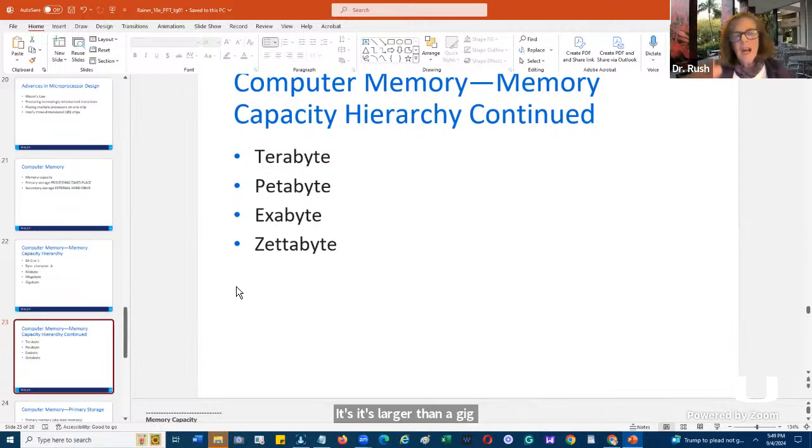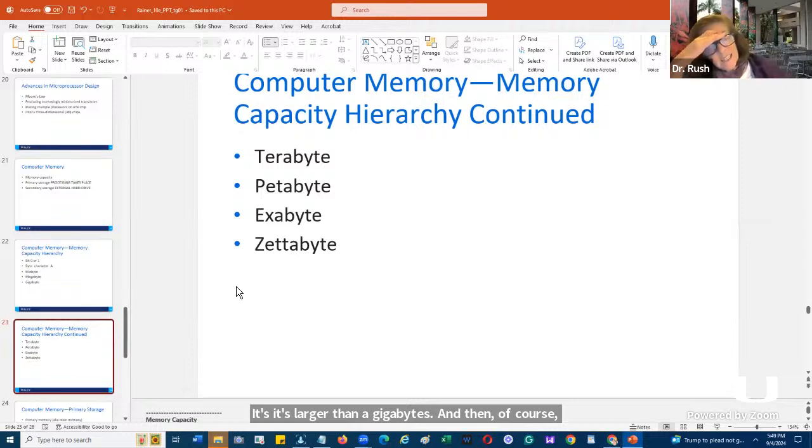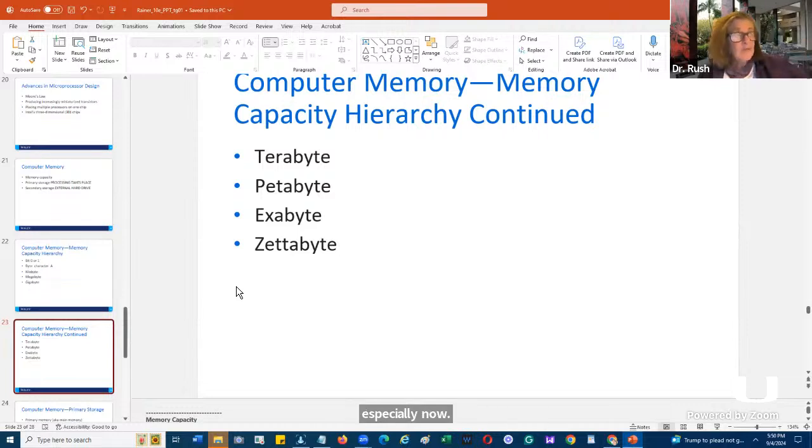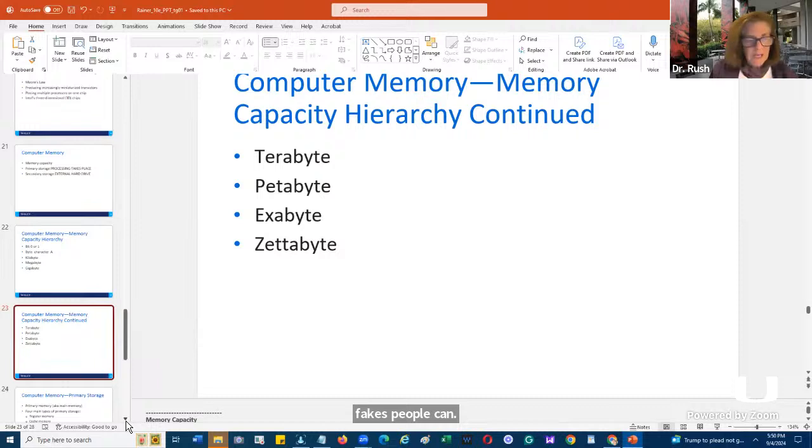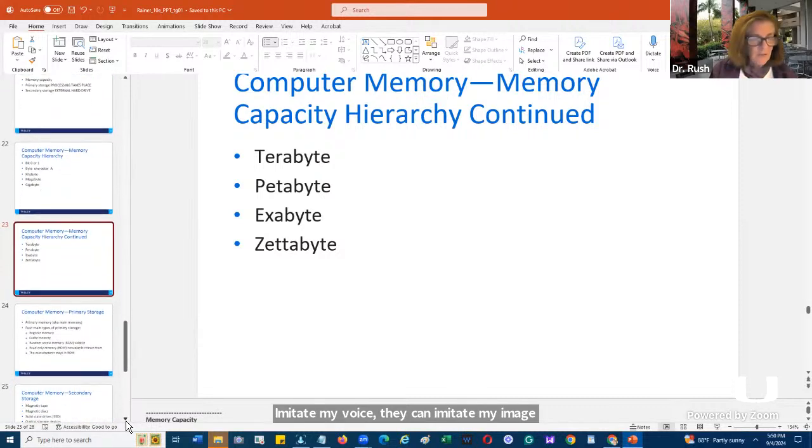It's basically, the idea is people need to store so much data, and especially now, data for artificial intelligence, the idea of voice recognition, the idea of face recognition, that's all done with what? More and more heavy-duty memory, more and more graphics processing in the way that I can identify. It's also a little bit scary, right? Because I can get all those fakes. People can imitate my voice. They can imitate my image. We can see that all the time.